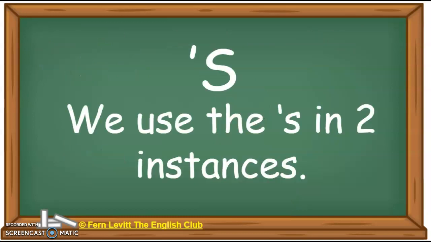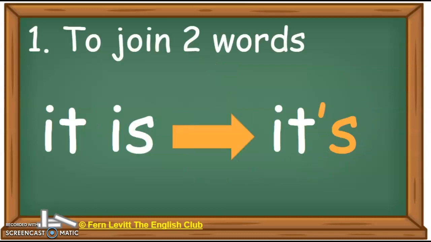We also have the S at the end of the word when we have an apostrophe before it. Apostrophe S also has two rules. We use the apostrophe S to join two words, like this one, it, is, becomes it's. The apostrophe joins the it and the is and is in the place of the I that is missing. It is, it's.